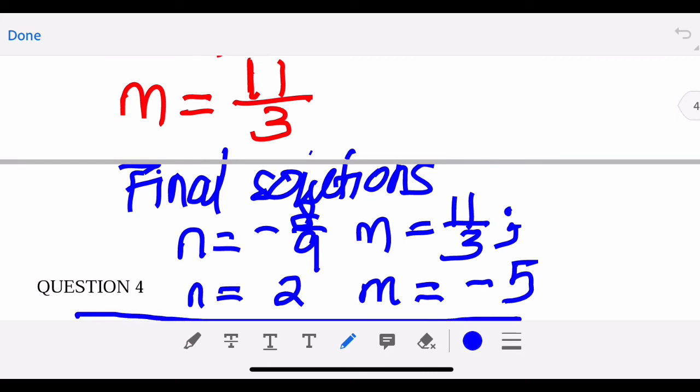I'm sure everyone can get the answer. Negative 8 over 9, 11 over 3 for n and m. Then the other one is 2 and negative 5. I think this is the answer that I would like to share with you. Keep on practicing.